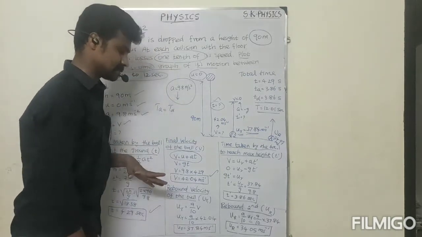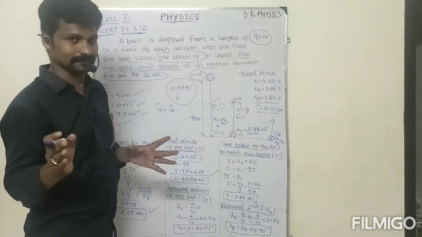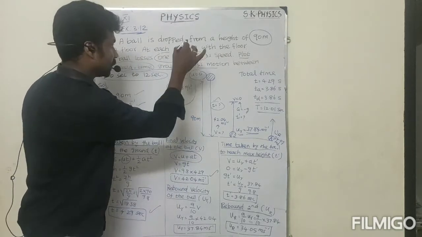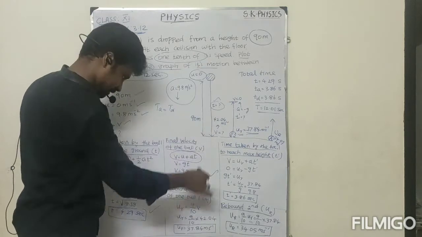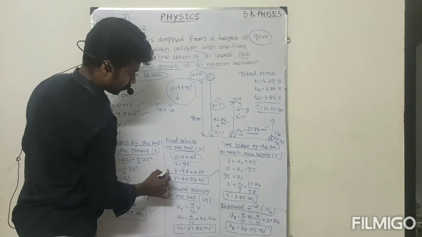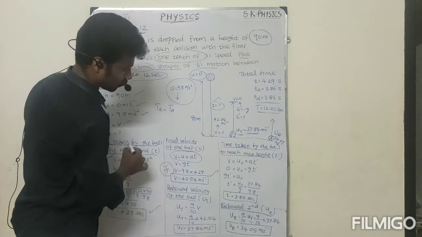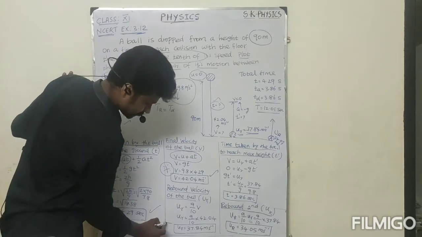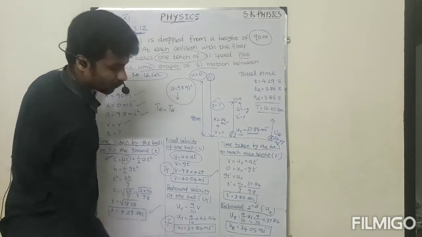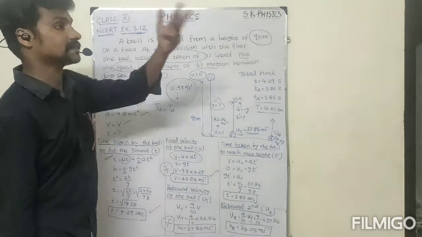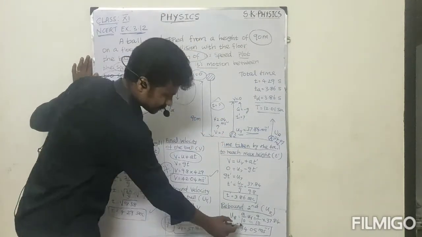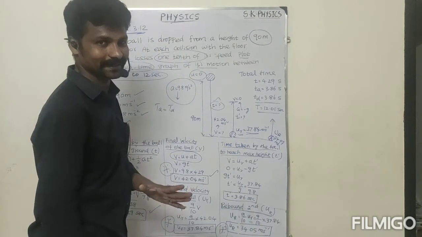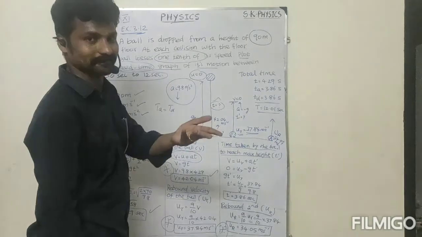So now you got some speeds. What are the speeds you got? The one to reach the ground is 42.04. Again it rebounds back, that is 37.84. Again the next rebound, that is 34.05. Clear? Then what about the time?